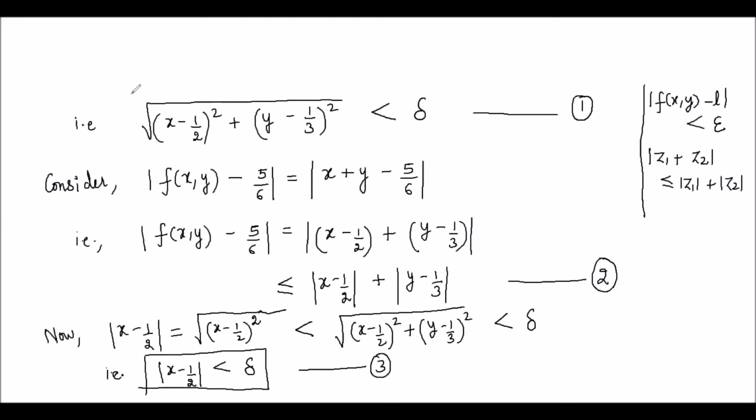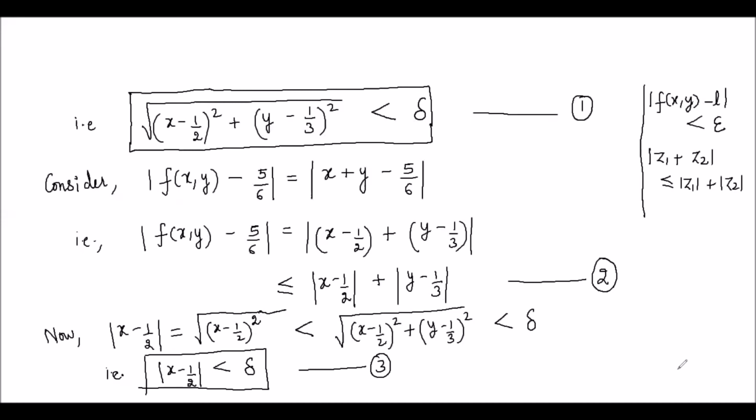In equation 1 we have considered the difference between two points as less than delta, meaning we have considered the neighborhood of the point, the ordered pair 1 by 2 comma 1 by 3. Then we considered the mod of f of x y minus L, the mod of this difference, and converted it into the form of inequality in equation 2. Now we are trying to relate mod of x minus 1 by 2 and mod of y minus 1 by 3 with delta.